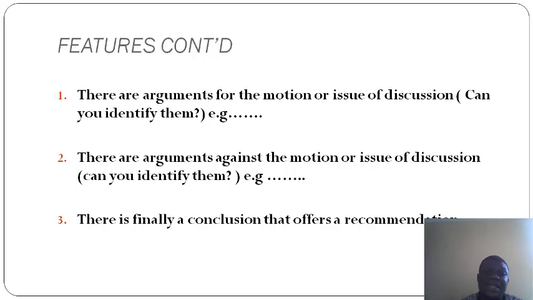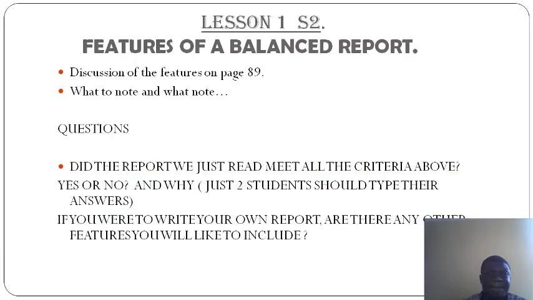Now, finally, there is also a conclusion that offers a recommendation. If you just look at what we have read above, there is a conclusion of the report in the final phase. Now, I think that we can move on, since we have already been through this session on page 88, to look at the features of a balanced report on page 89.